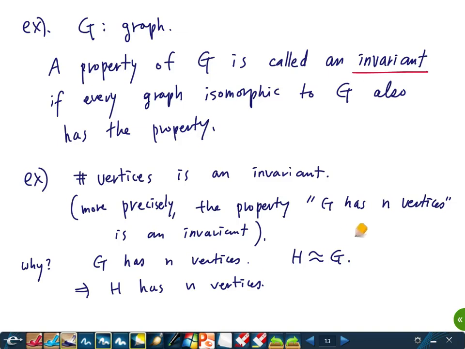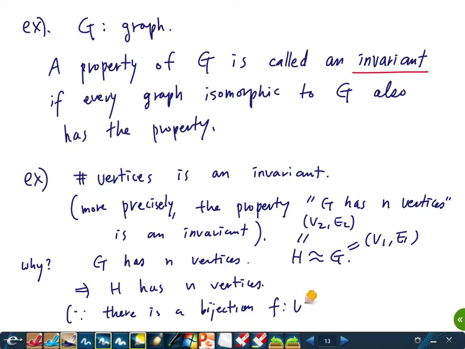Let's say this is V1 and E1, and this is V2 and E2. They are isomorphic. That means there is a bijection, a one-to-one onto map from one vertex set to the other vertex set, right? But there is a bijection, which means they must have the same cardinality. So it's obvious that it's an invariant. Do you agree?